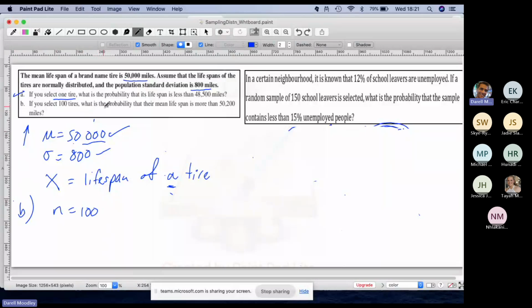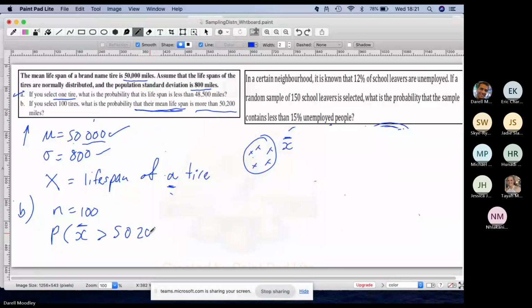Okay, and the question is, what is the probability that their mean lifespan? So you've drawn the sample. There's 100 of these tires in it. And you want to know what's the probability of the mean life. So if we had to get the average of these 100 tires, we would represent it by X bar. And the question is asking us, what's the probability of that X bar being more than 50,200. That's what this question is asking us.